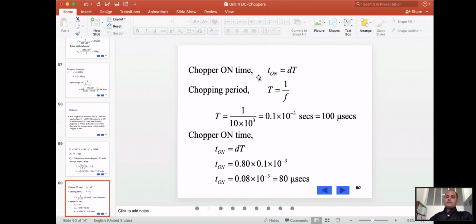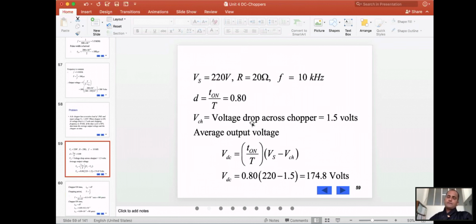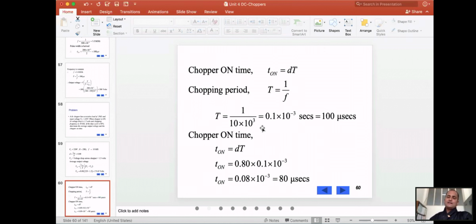Now the chopper on time. T on is equal to D into T, since D is equal to T on divided by T. We know that T is equal to 1 by F, and the frequency is given as 10 kilohertz. So from here we can find T. T is 100 microsecond. We already know that D is equal to 0.8.